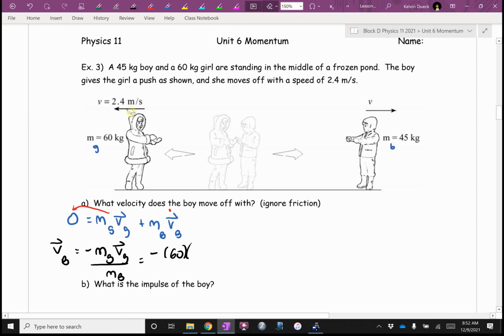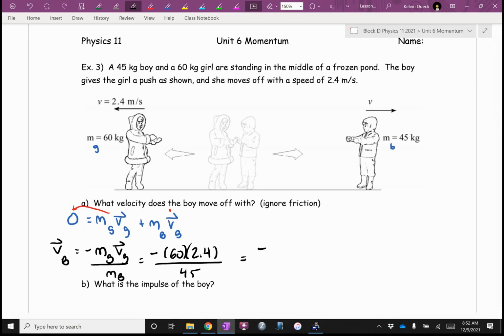Gershon, do you want that 2.4 there to be negative or positive? Because we do have opposite directions, so we should have decided which way is positive. Do you want this to be negative or this to be positive? Positive. I'm okay with that. You decided for this question to let left be positive. So if we get a positive answer, that will be left. If we get a negative answer, that will be to the right. We're going to get a negative answer, which is to the right.